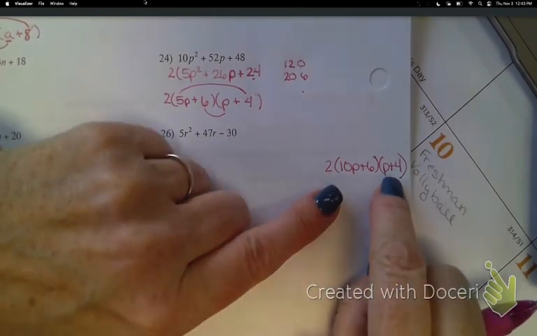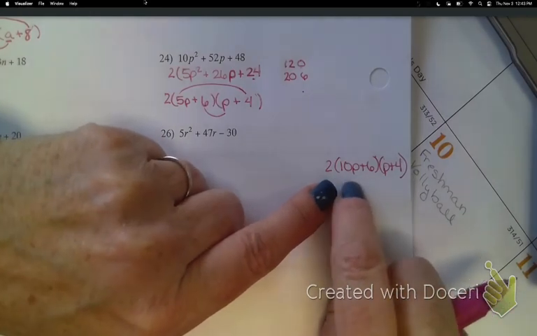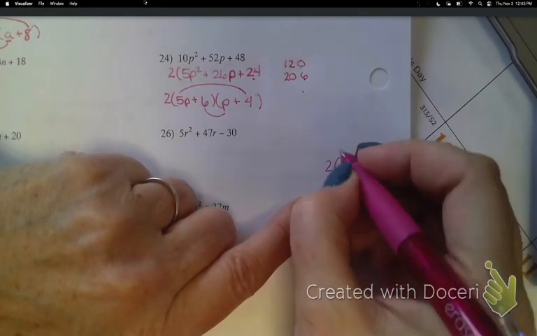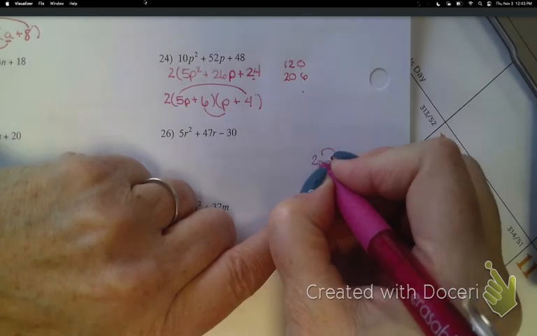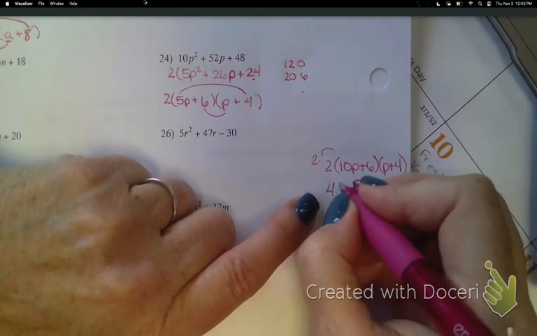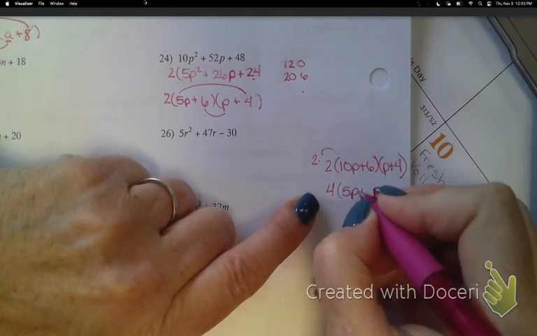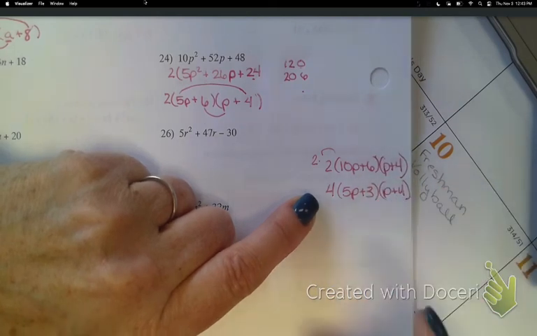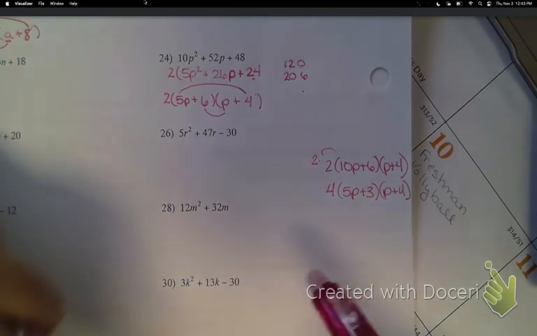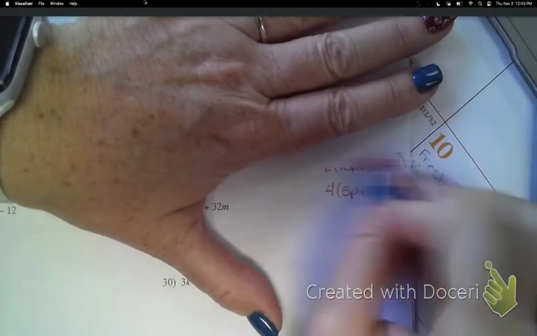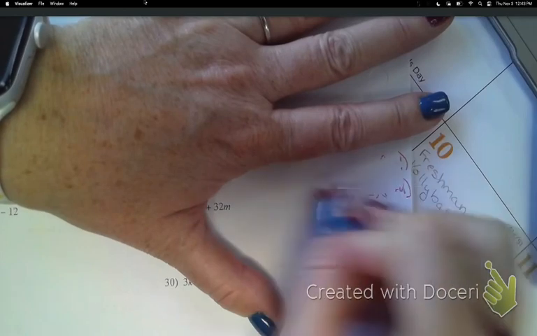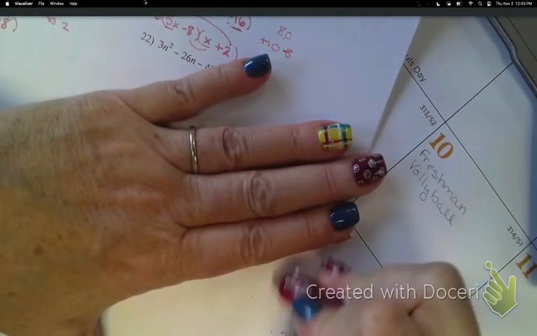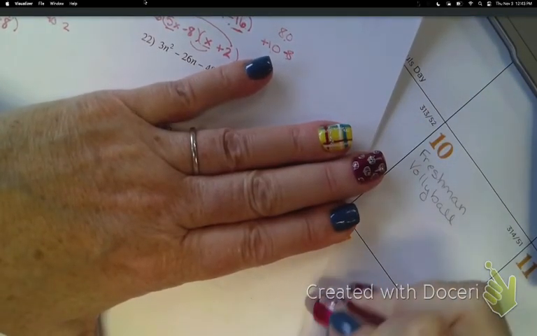5p plus 4 is good, but 10p plus 6, does that have a common factor? 2. So I'd have to factor out a 2, so 2 times 2 would be 4, and it'd be 5p plus 3 and p plus 4. You can't leave common factors in there, okay? It means you should have factored out more at the beginning and your problem would have been easier, correct?